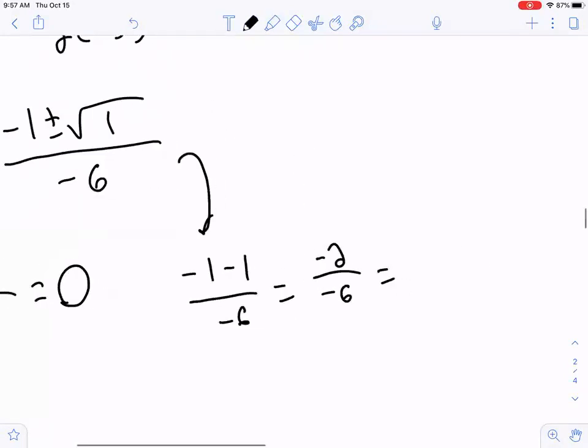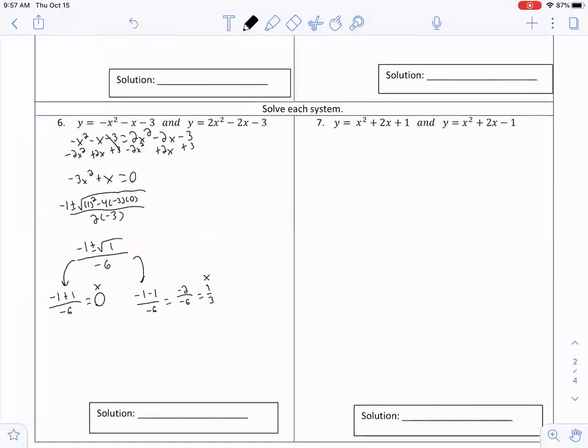And reduce that. There you go. Did that make more sense now? Okay. What you just found are your x values. Why don't you write the letter x beside those so you know those are your x values? Good. Now plug those in to find your y values.